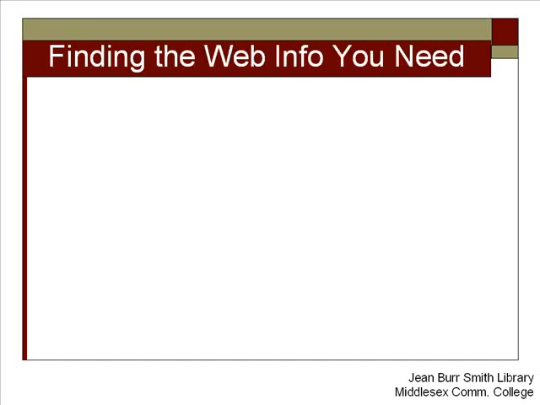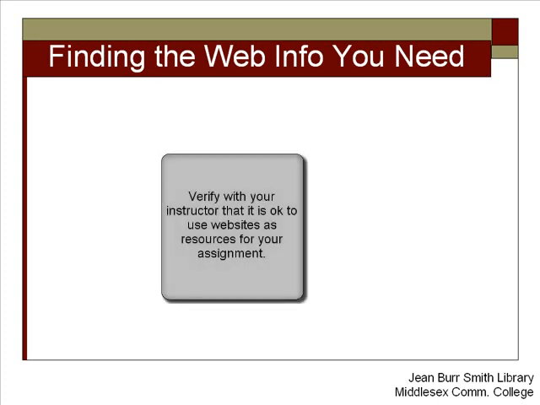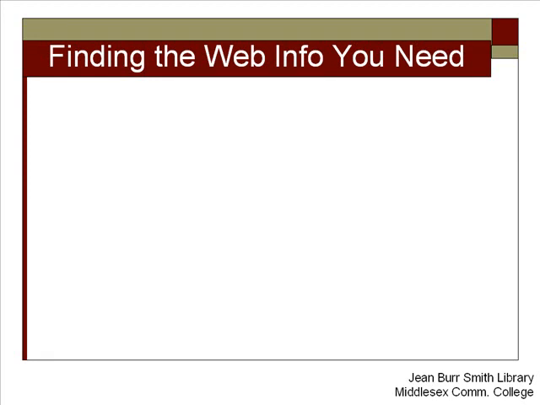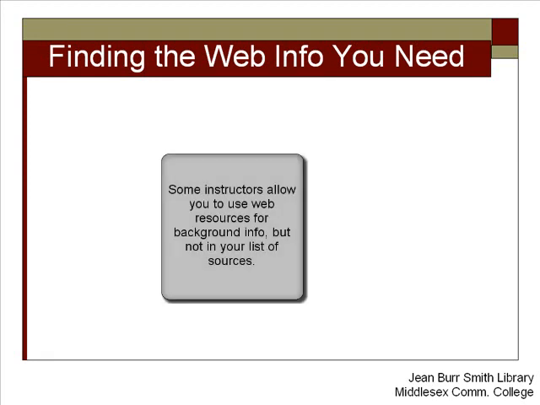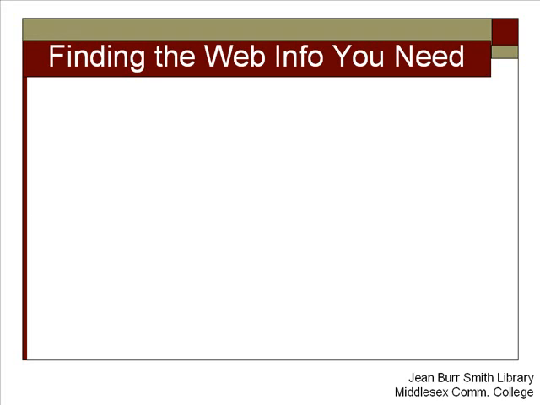You may need to supplement what you find in a book or the database articles with information found through another organization's website. If you're going to include these websites on your bibliography or works cited page, be sure that your instructor has stated that you can include websites as resources. Some may, many may not. Some instructors will allow you to use web information found outside the library databases as background reading only, but not in your list of sources. Check with them first.